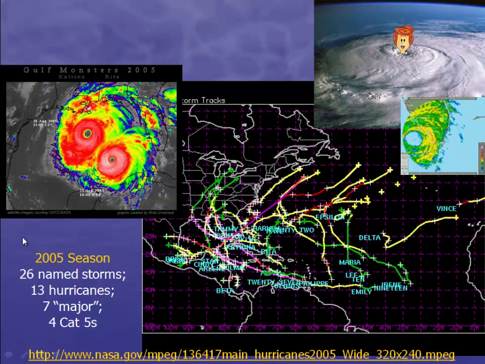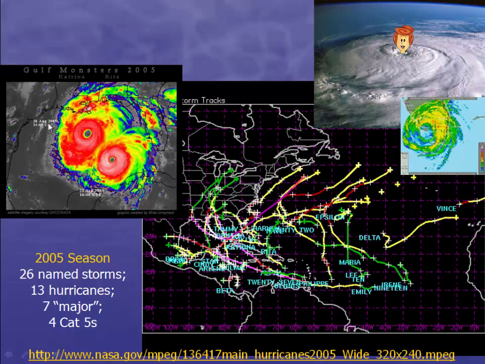On the Saffir-Simpson scale, which we'll talk a little bit more about in a bit, we had 26 named storms, 13 hurricanes, 7 of those considered major hurricanes, Category 3 or above. That year we had an unprecedented 4 storms that reached Category 5 status on the Saffir-Simpson scale, the highest or the most damaging, destructive category that we can rate a hurricane.